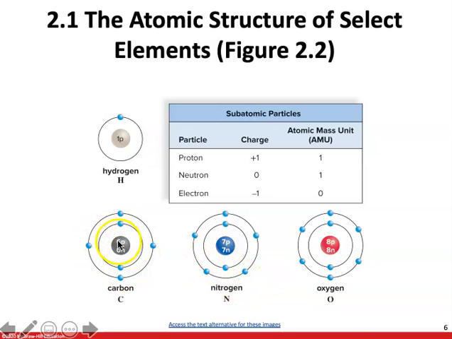Protons are located inside of the nucleus. These are positively charged. They have a mass of relatively 1, and they are ultimately responsible for a lot of the unique characteristics of the element. So for example, gold is gold because it has 79 protons in its nucleus.